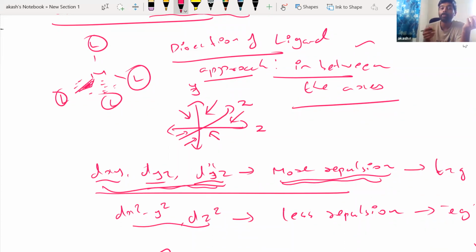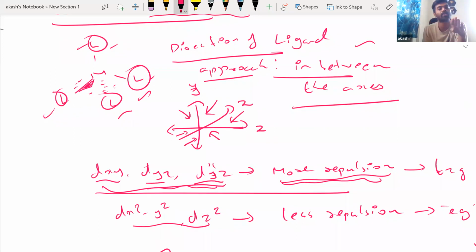So now think about repulsion. We are always talking only about repulsion. More the repulsion, more the splitting. Now here I have only 4 ligands, and in case of octahedral complexes, I had 6 ligands. Obviously, the amount of repulsion is going to be more in the case of octahedral complexes. And in case of tetrahedral complexes, we have only 4 ligands.